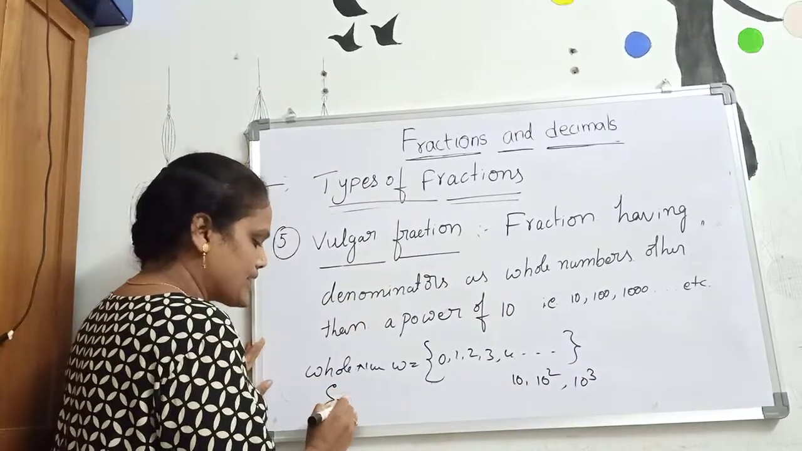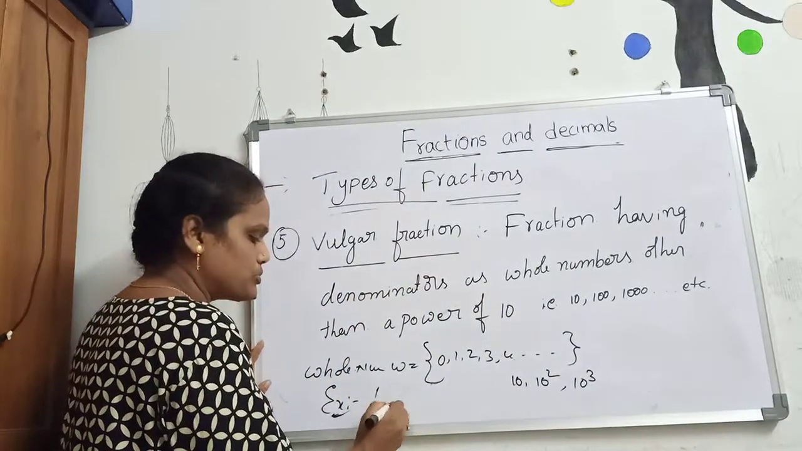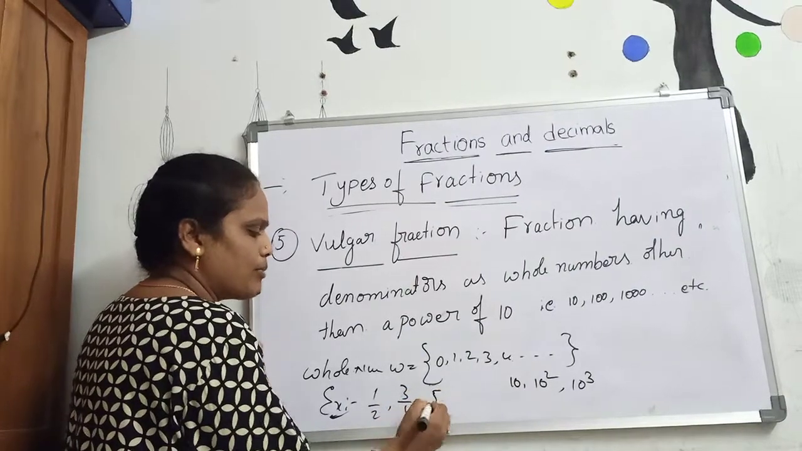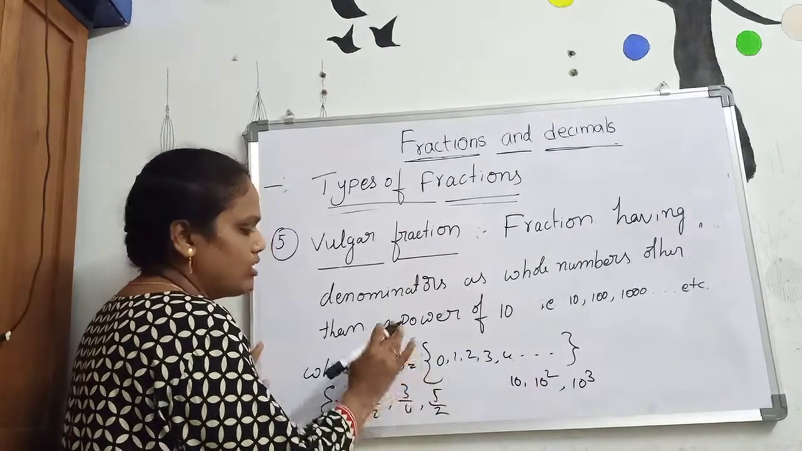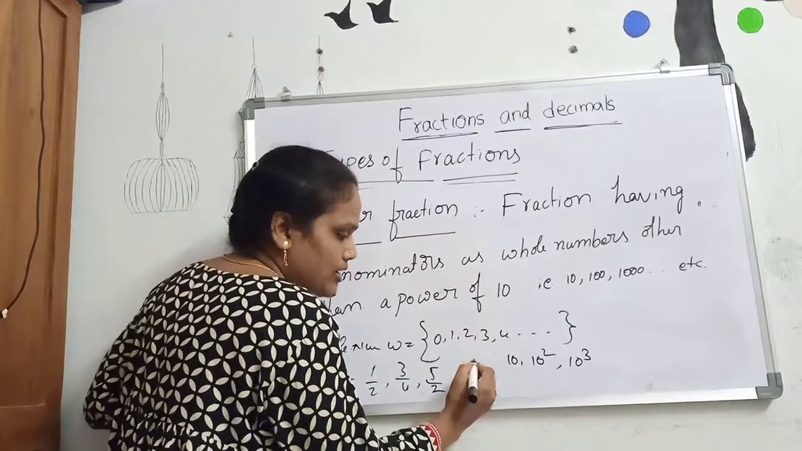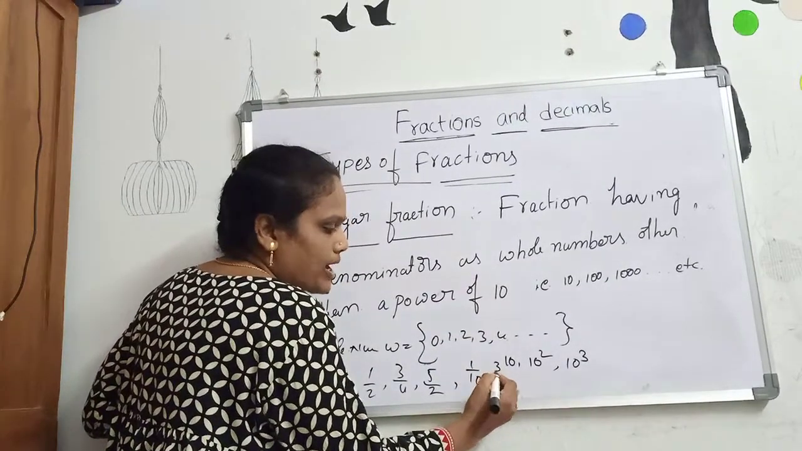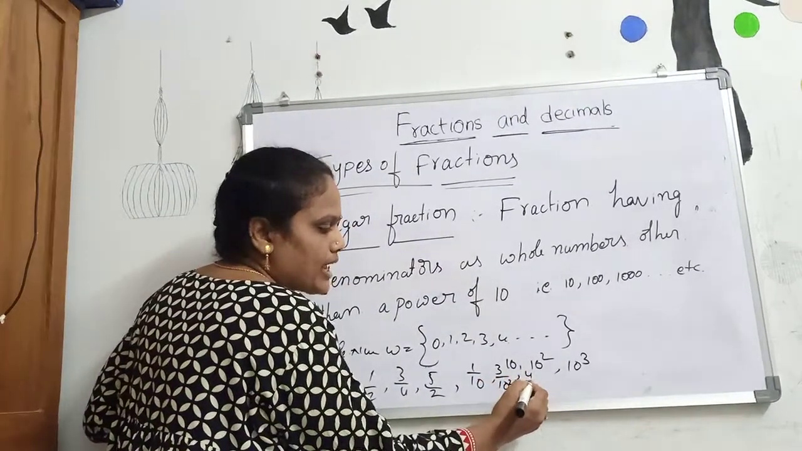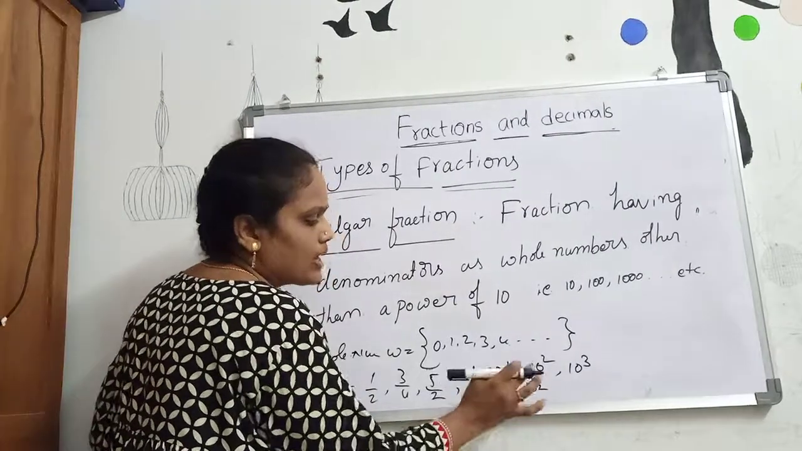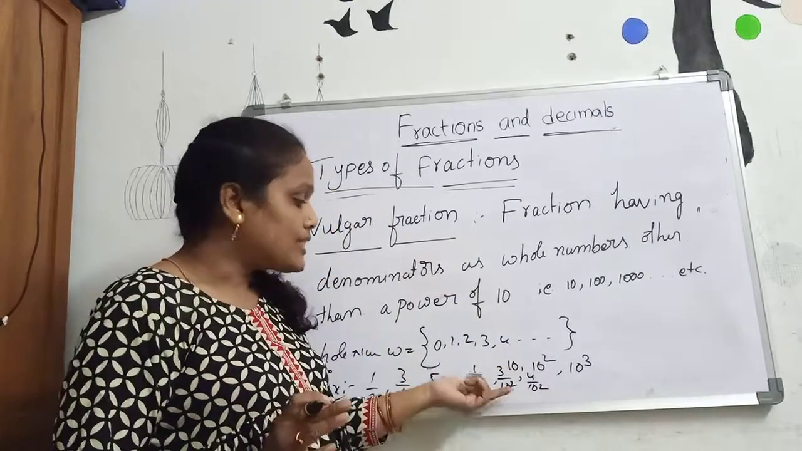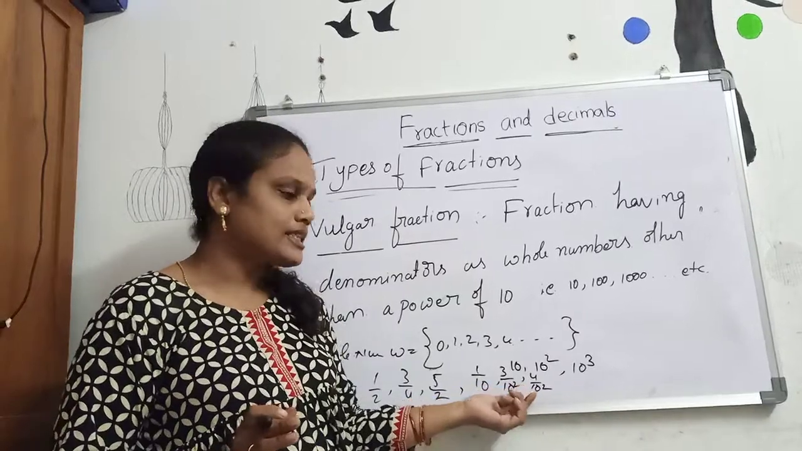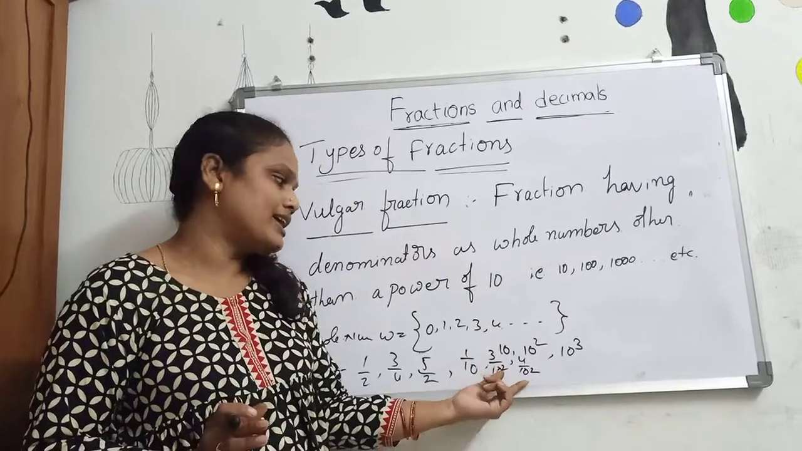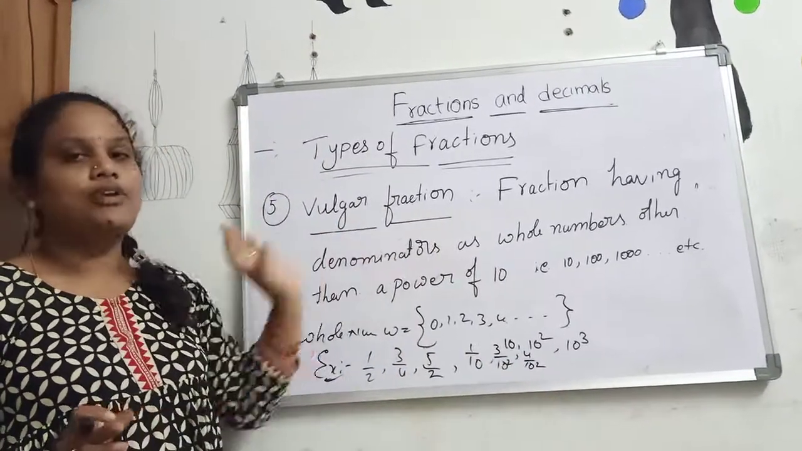Example: 1 by 2, 3 by 4, 5 by 2. All these are vulgar fractions. But 1 by 10, 3 by 10 square, 4 by 10 cube are not vulgar fractions. Fractions with denominators other than these numbers are called vulgar fractions.